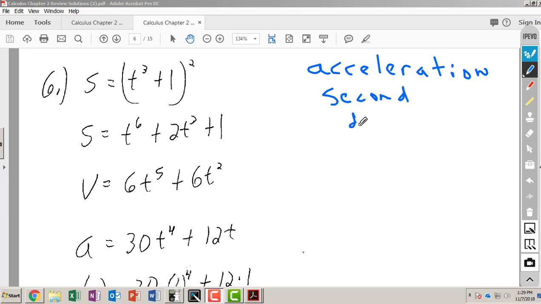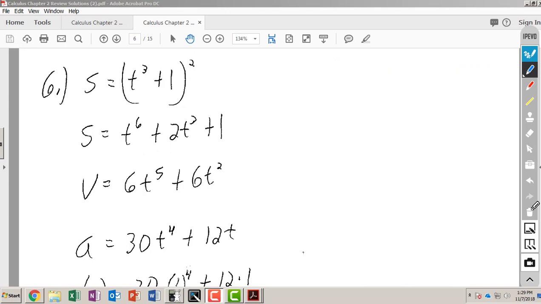Since I have to find the second derivative, I decide to not use my chain rule because it'd be easier if I go ahead and FOIL this out first and then find the second derivative. So I take this equation right here. I've got t cubed plus 1 all to the second power. I'm going to FOIL that out. So notice when I do firsts, I've got t cubed times t cubed, which is going to give me t to the 6th.